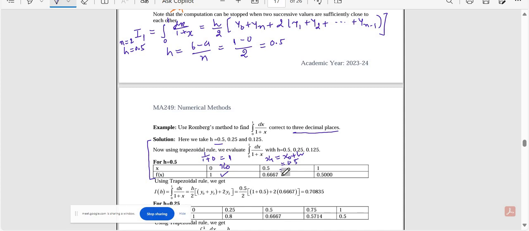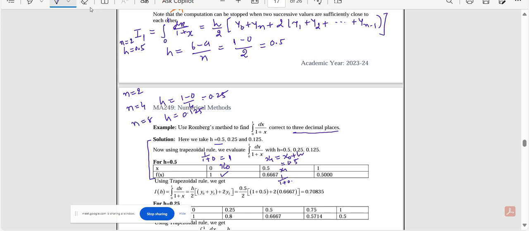Yes, sir. I'm confused with the three values of h. You have taken 0.5, 0.25, 0.125. That is the method of Romberg. I already said that first we take n is equal to 2. Then in the second case, if you take n is equal to 4, then h will be 1 minus 0 divided by 4. That will be 0.25. Now, if I want to take h is equal to 0.125, that means your n will be 8.